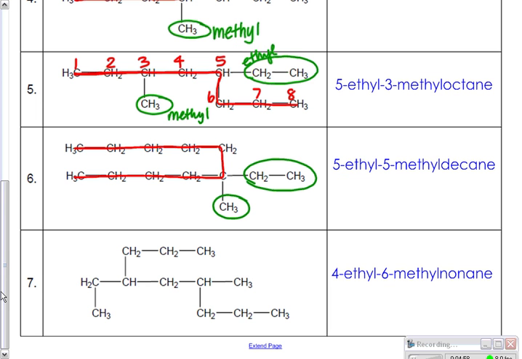So you want to number them so they have the lowest possible numbering. 1, 2, 3, 4, 5. Now both are attached to the 5. You have to list them alphabetically, and you do them separately because they are not the same group. So you say 5-ethyl, 5-methyl, decane. Dec comes from 10 carbons.